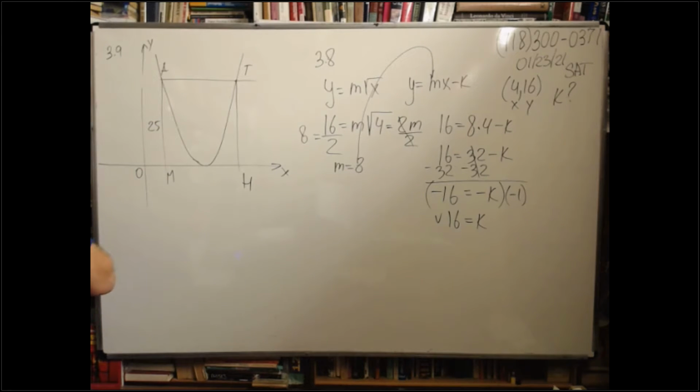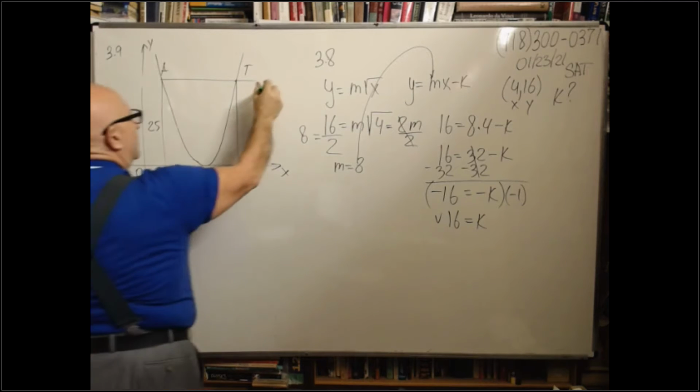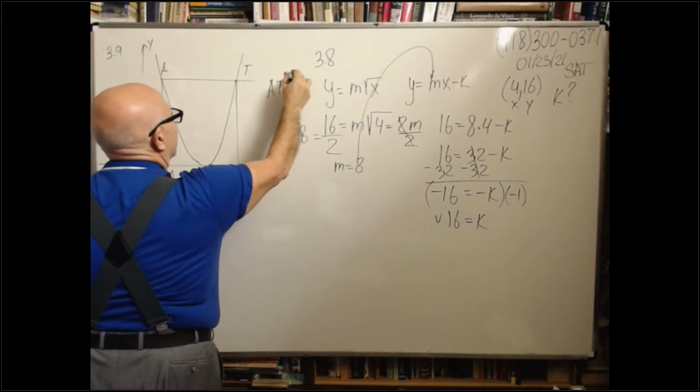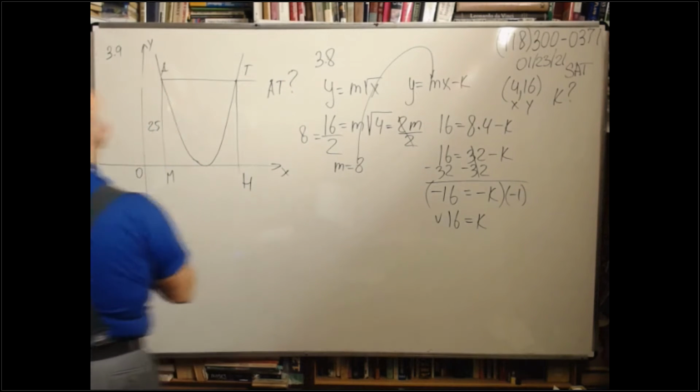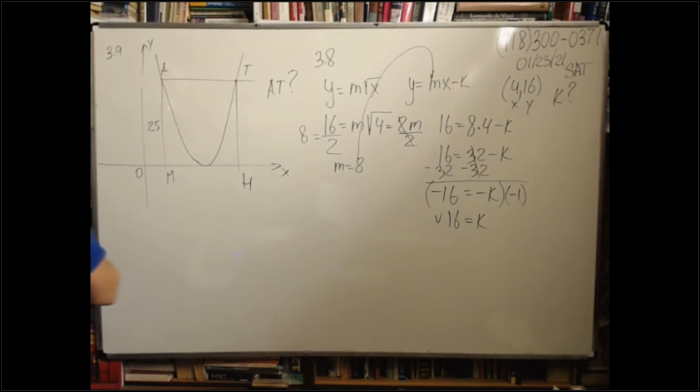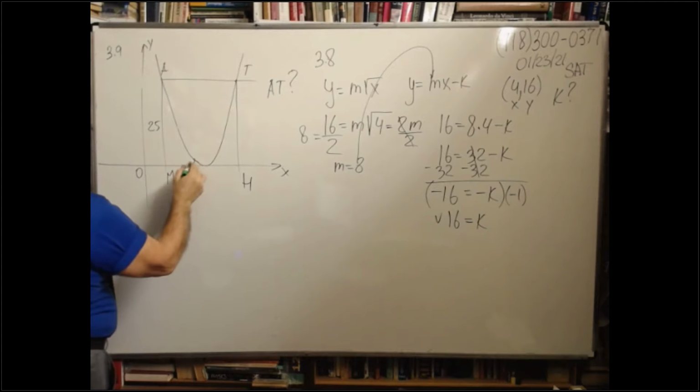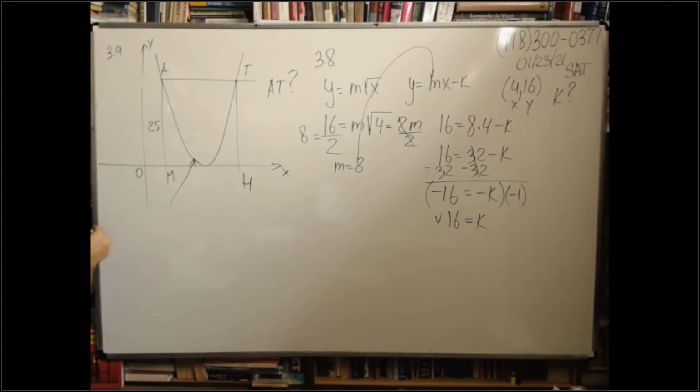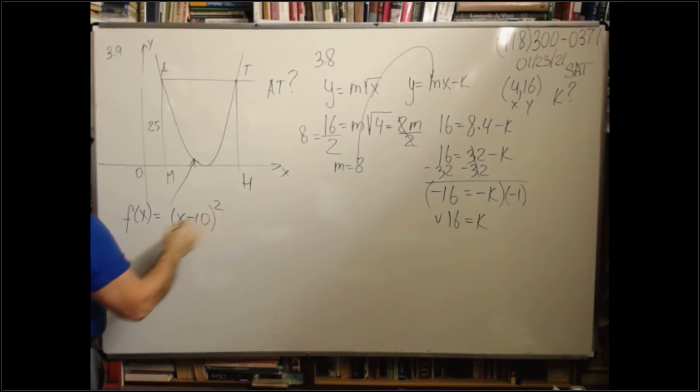They ask you to find AT to this question to find. And they have an equation of this line: f of x equals x minus 10 to the second. This is my parabola, upward.